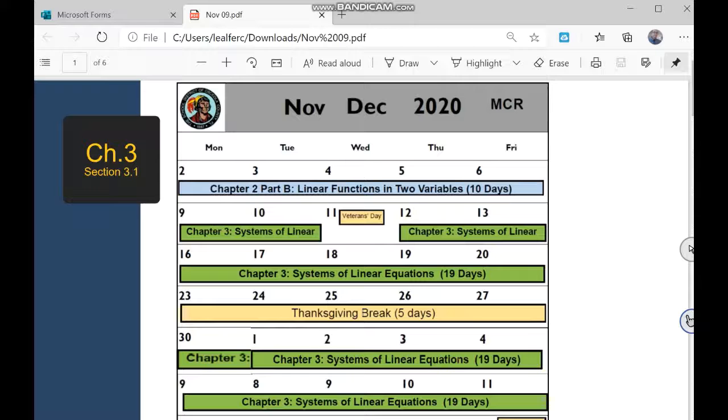Today we are starting a new chapter, and have a look at the calendar that we have ahead of us. I made a combination of November and December, so we can have a look what we have ahead of us. And check it out. This week, we're going to start chapter 3, System of Linear Equations, and we're going to have in total 19 days.